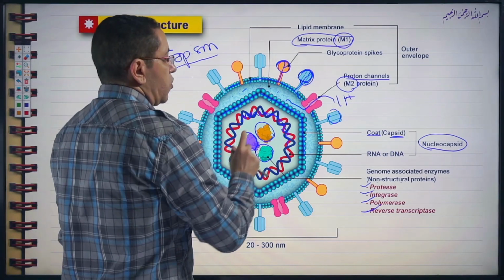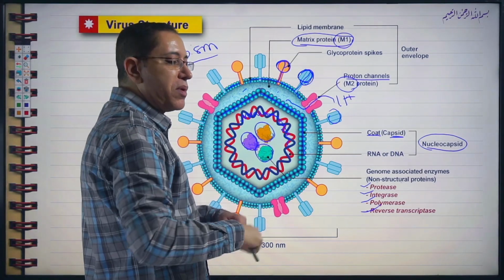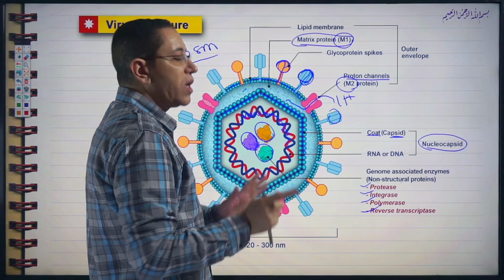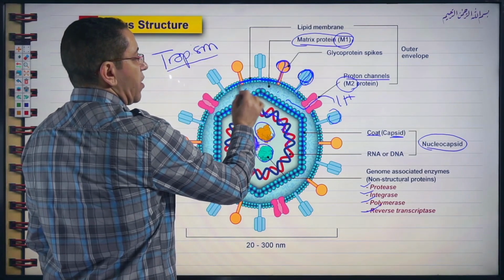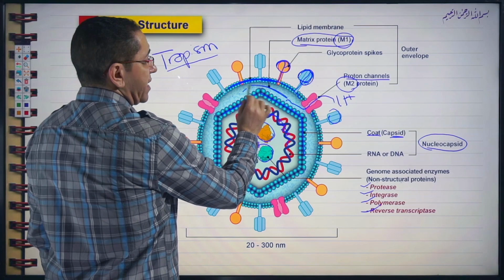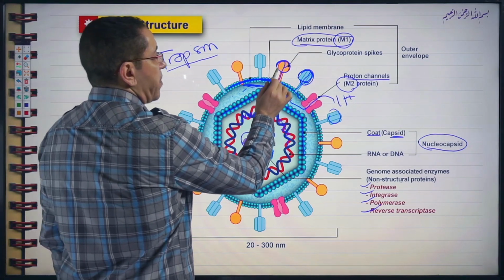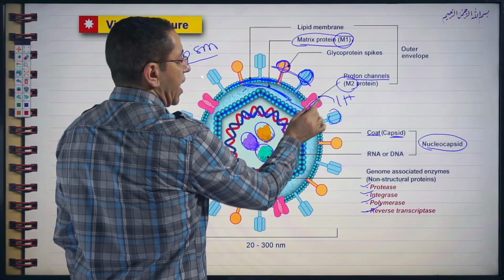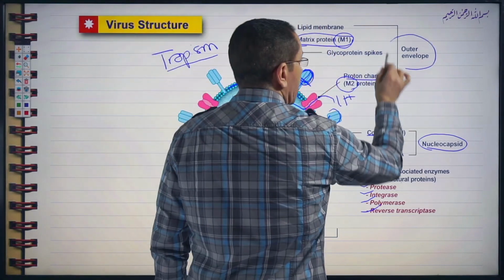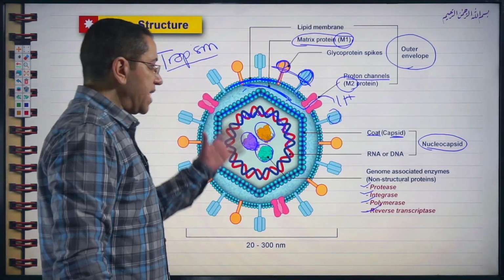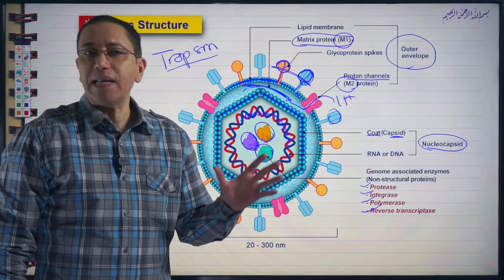Now let's count what we said. The optional components that could be present in some types of viruses and not others. I told you this outer membrane or lipid membrane is one of them. The second is this matrix protein. These spikes are number 3 and the fourth is ion channels. They are collectively called the outer envelope. Some viruses own these components, other viruses don't.